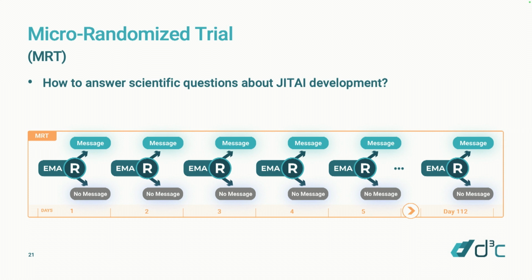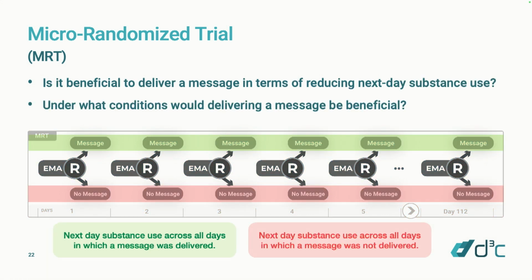Remember, the first question was about the general effectiveness, the general benefits of triggering a message with a protective behavioral strategy on next day substance use compared to doing nothing. To answer this question, all we need to do is take the mean outcome. Remember, the proximal outcome I collected on the next day following each randomization. So each randomization is connected to a proximal outcome. What I'll do is take the mean proximal outcome across all the days in which a message was sent across all participants, and compare it to the mean outcome across all the days in which a message was not sent across all participants. That's it. That's all it is.